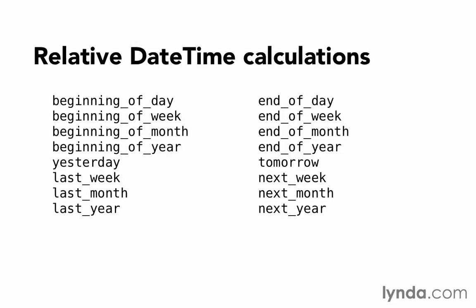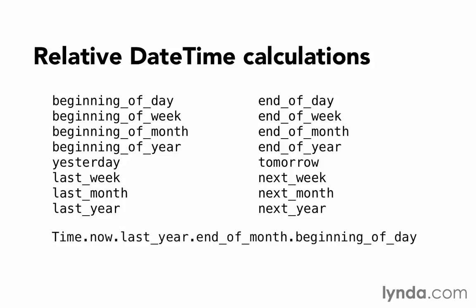We can also do relative datetime calculations. We have beginning_of_day, beginning_of_week, end_of_week, and so on, all the way down the list, all the way till we get to last_year and next_year. These work well when we want to jump to a new time relative to the time that we already had. So for example, Time.now.last_year takes the current time and moves exactly 1 year back in time.